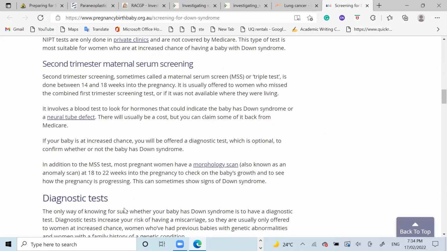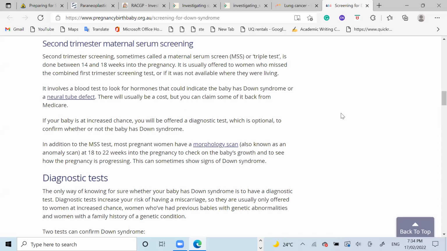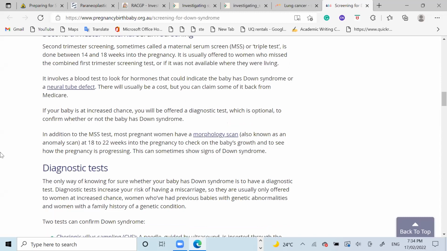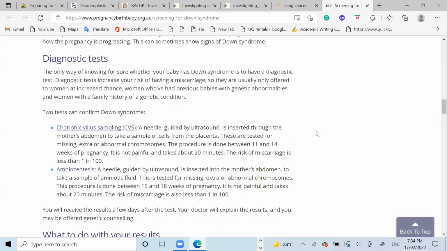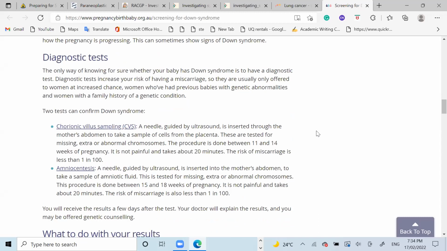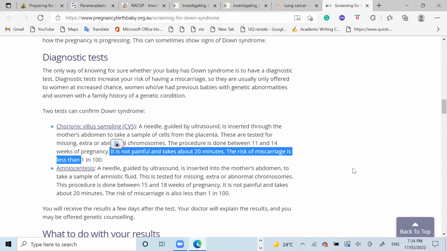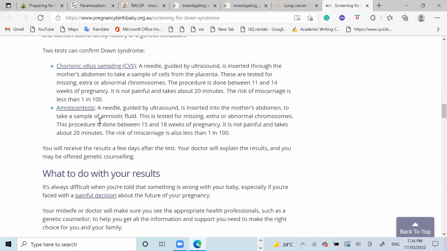All right. The diagnostic test: if all of these tests give you some positive result, we go for the diagnostic test after explaining the risk of miscarriage associated with these tests to the mother. We go for chorionic villus sampling in the first trimester, which is between 11 and 14 weeks of pregnancy. Risk of miscarriage less than 1 in 100. All right. And we go for amniocentesis in the second trimester between 15 to 18 weeks of pregnancy. And it also has a risk of 1 in 100.